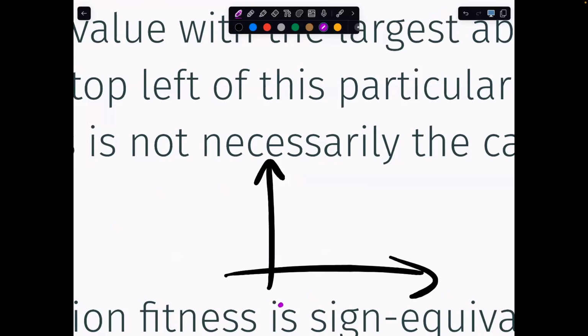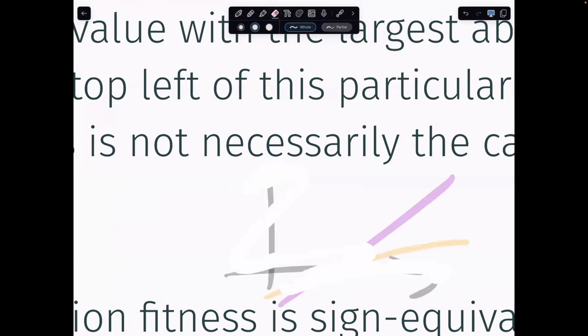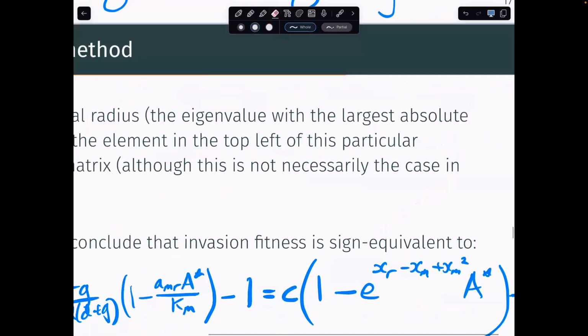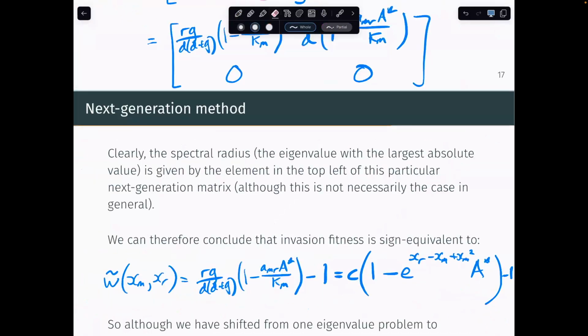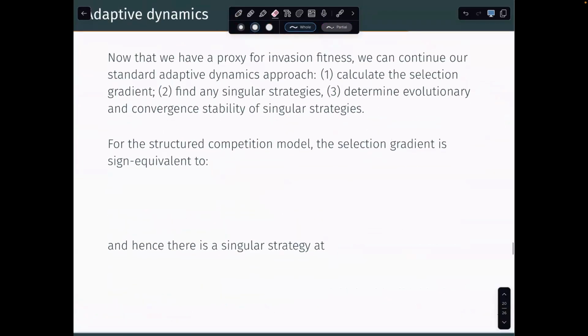If my actual invasion fitness looks something like this, and I've translated it to my fitness proxy that looks something like this, the key point is they have the same sign. The selection gradient is going to have the same sign. They're going to have the same singular strategies. Evolutionary stability, convergent stability, they're all going to be the same thing. So the rest of the process, even though we're now working with a fitness proxy rather than actual invasion fitness, is identical to doing it with the actual invasion fitness. So it doesn't matter as far as adaptive dynamics goes.